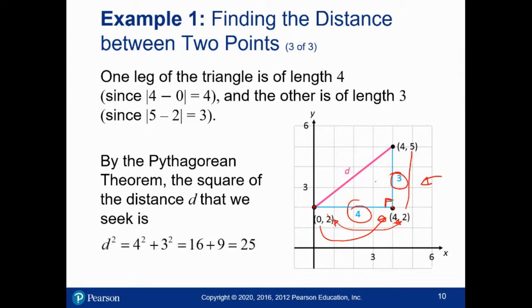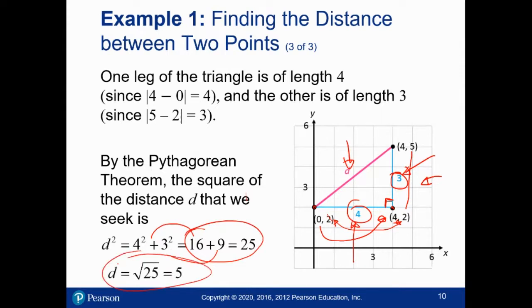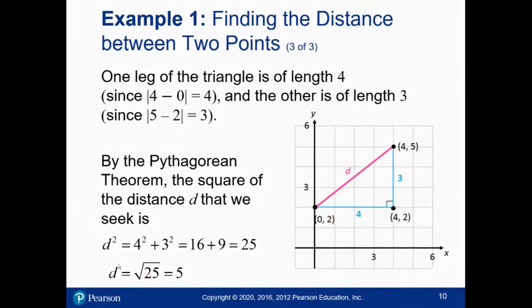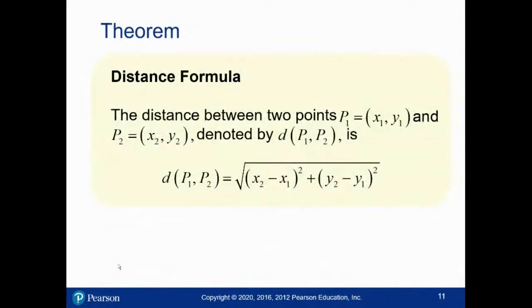So I know that if I square this side, 4 squared, and I add 3 squared, I end up with d squared, the unknown length. Okay, 4 squared is 16, 3 squared is 9, 16 plus 9 is 25. So if d squared is 25, d is the square root of 25, which is 5. Okay, so there's our distance formula.